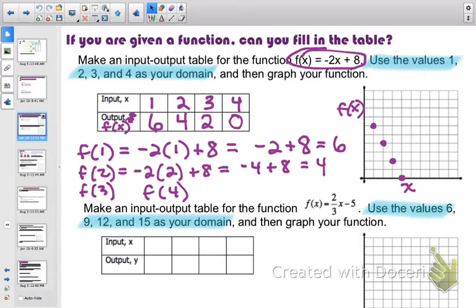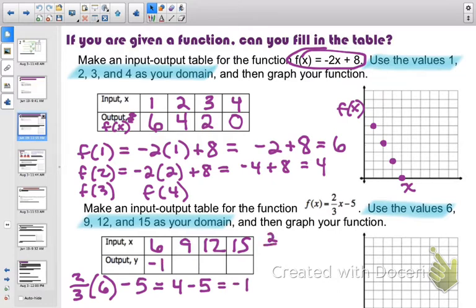Now our second one, our values are 6, 9, 12, and 15 for our domain. So we're going to have to do some fraction multiplication here. So plug in 6 for x. 2/3 times 6, 2 times 6 is 12, divided by 3 is 4. So I end up with 4 minus 5, which is negative 1. Plug that in. Now I've got 9. So 2/3 times 9, 2 times 9 is 18, divided by 3 is positive 6, minus 5 gives me positive 1 for my next one.